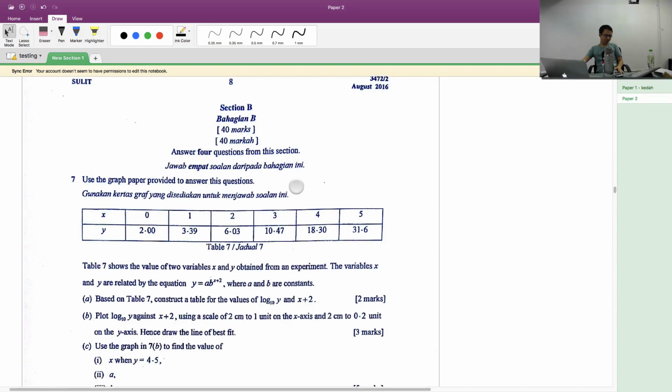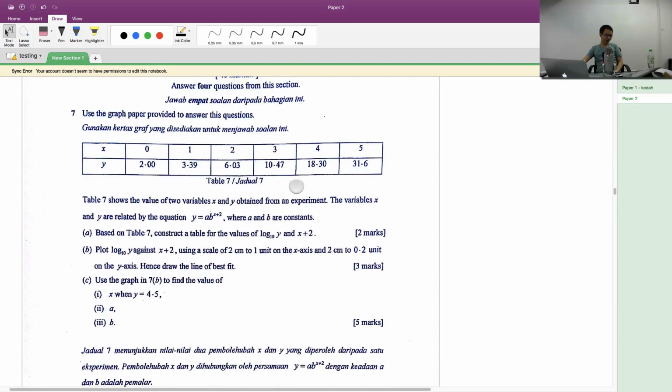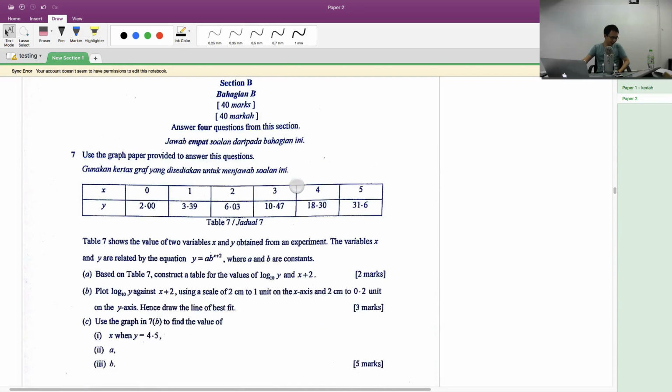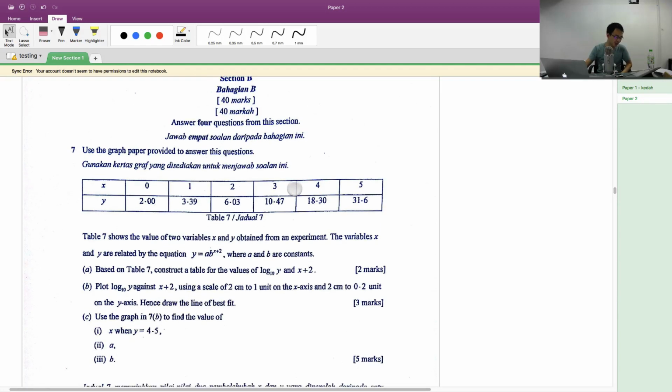Okay, this question is a linear law question. I will teach you how to sketch, but I do not have graph paper here. I will not sketch it, but I will teach you how to solve the equation, definitely. So first, Table 7 shows the values of two variables x and y obtained from an experiment, and the variables x and y are related by the equation.